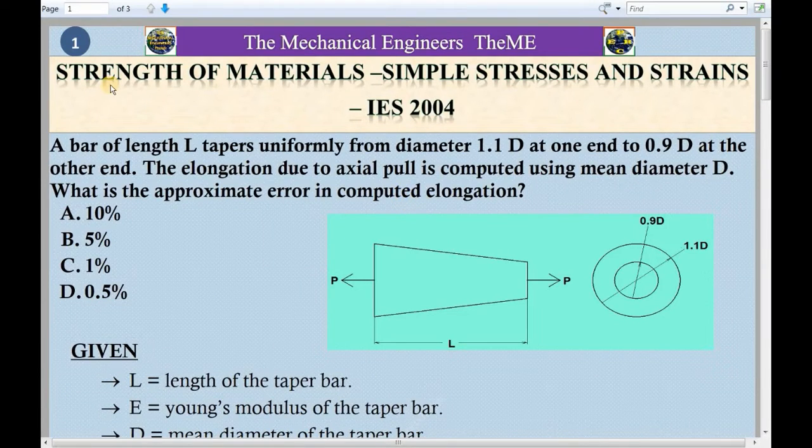Today's topic is strength of materials. So in strength of materials, I'll be explaining a numerical problem from the chapter Simple Stresses and Strain, and this problem appeared in the IES paper 2004.